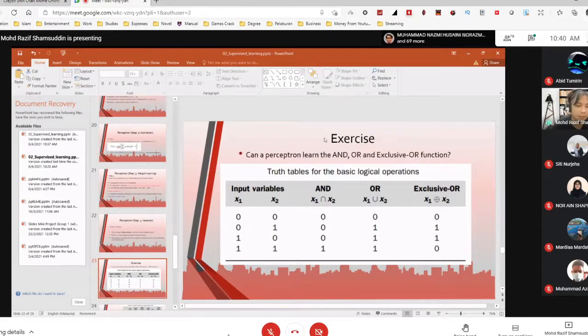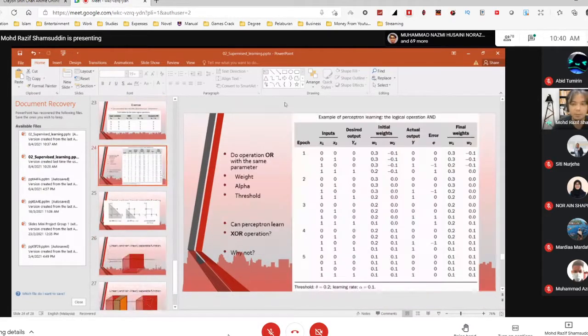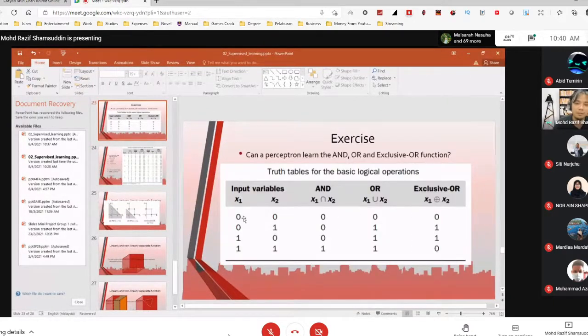Okay, let's do it together. Before that, for group A, let me explain a bit. This is the exercise that we're going to do. You have x1 and x2, and each input is a binary value of 0 and 1. So we have all possible combinations, 4 samples, because we have a combination of 2 inputs.